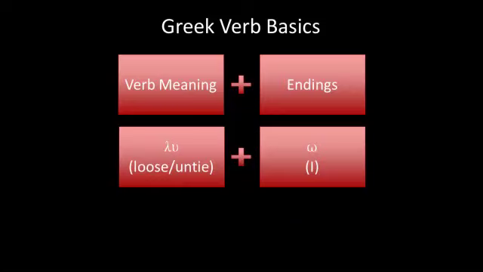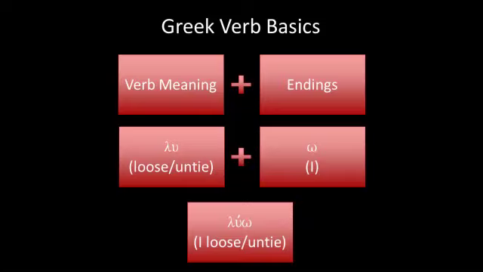What do you think about this one? We've got this present stem of this verb, the verb luo. The present stem is lu. This means to loose or to untie. You have the ending omega that tells you I. So you put them together, you get luo. This means I loose or I untie.